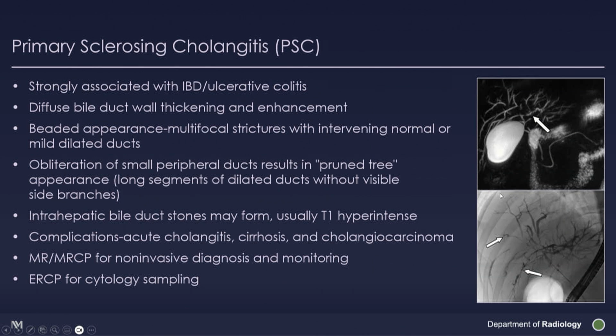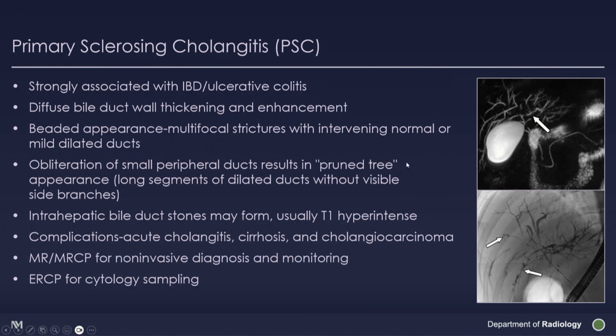Sclerosing cholangitis, we do MRs, as I'm sure you guys do as well, on a daily basis with patients with sclerosing cholangitis because they no longer do ERCPs as much on every patient. So this is strongly associated with inflammatory bowel disease, ulcerative colitis. What do we look for? We see the diffuse bile duct wall thickening. We see the abnormal enhancement. We see beading, referring to the multifocal strictures with intervening normal or mildly dilated ducts.